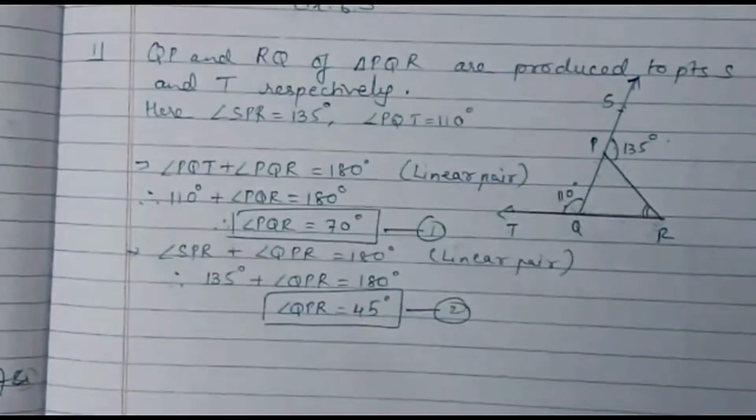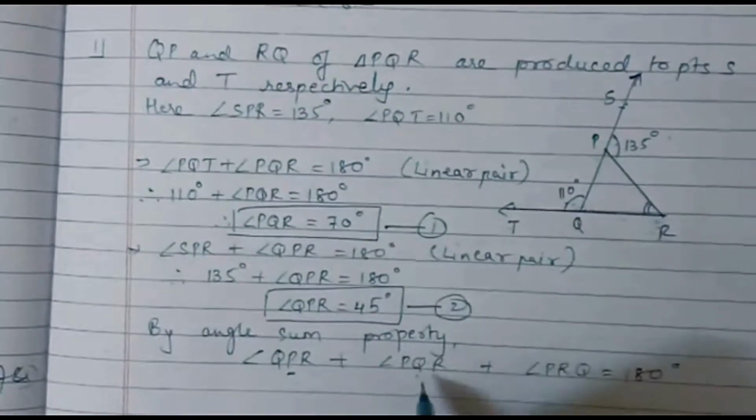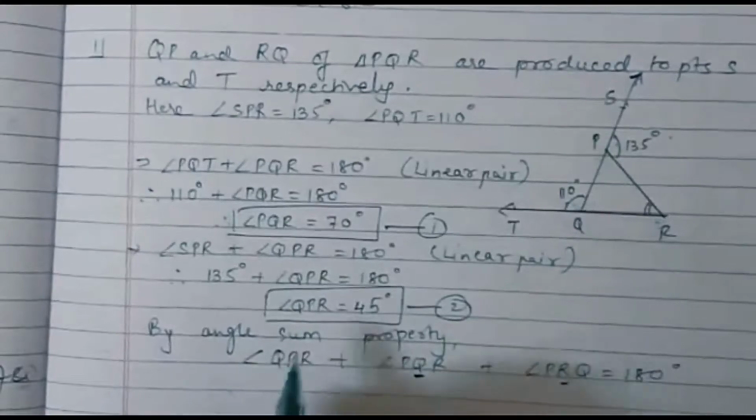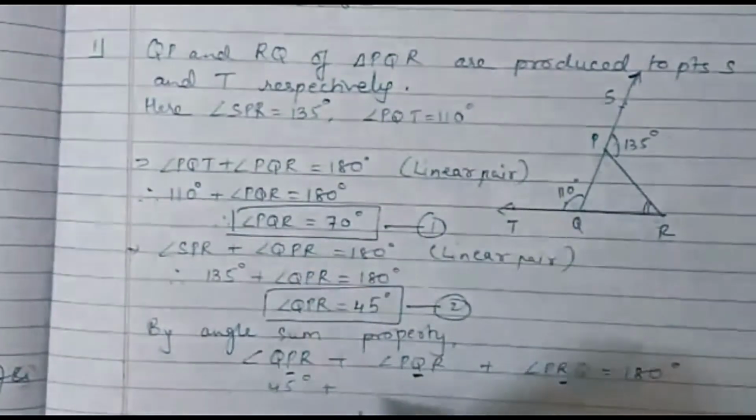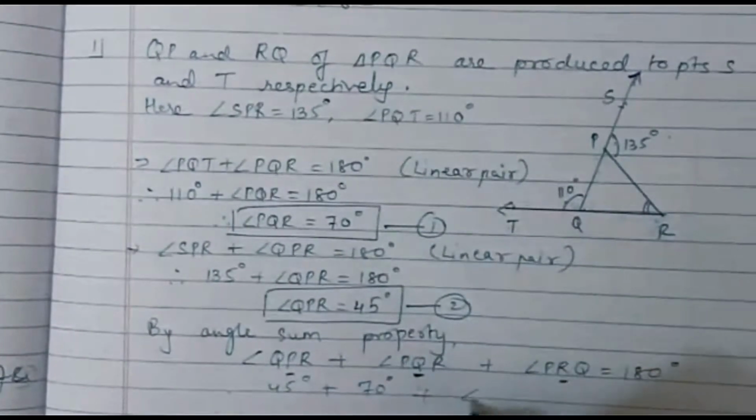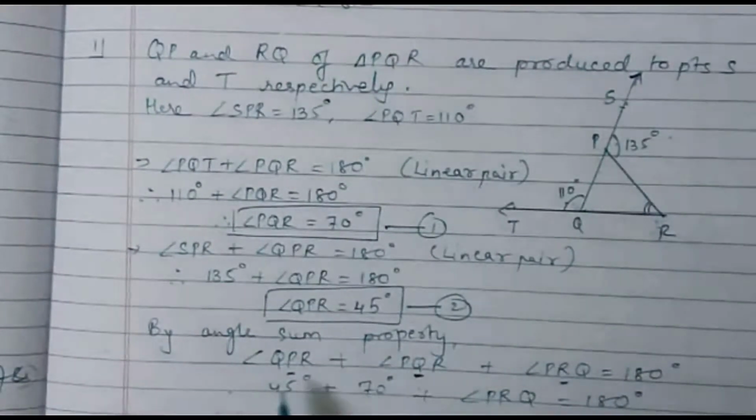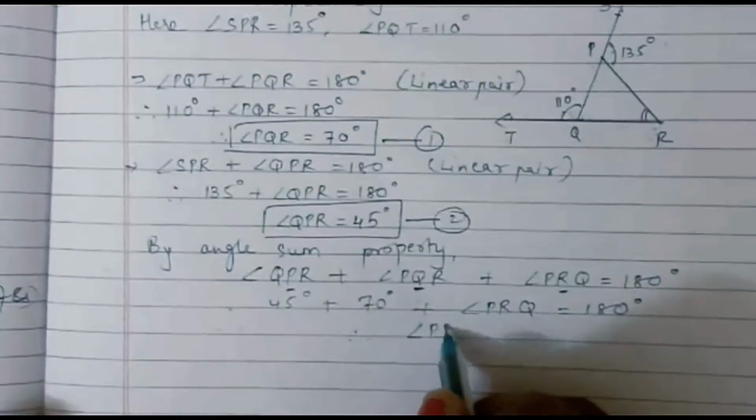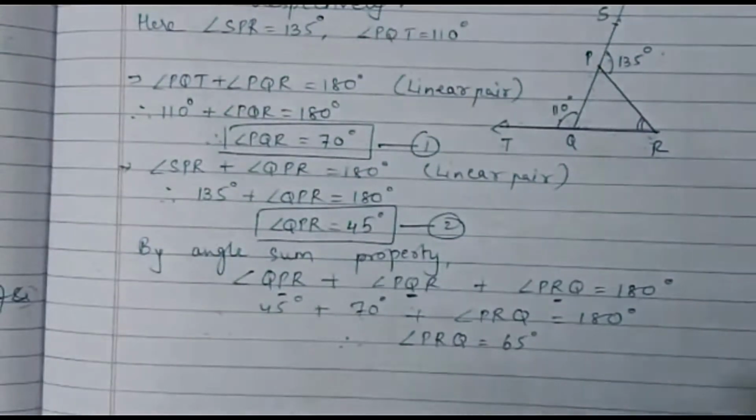Now by angle sum property. Keep in mind, angle QPR means angle P, angle PQR means angle Q, and angle PRQ means angle R. For triangle PQR, QPR was 45 degree plus PQR was 70 degree, and we are going to find out what is PRQ. So this will be 70 plus 45, 115 degree, which will be subtracted from 180 degree. So PRQ is equal to 180 minus 115, that is equal to 65 degree.